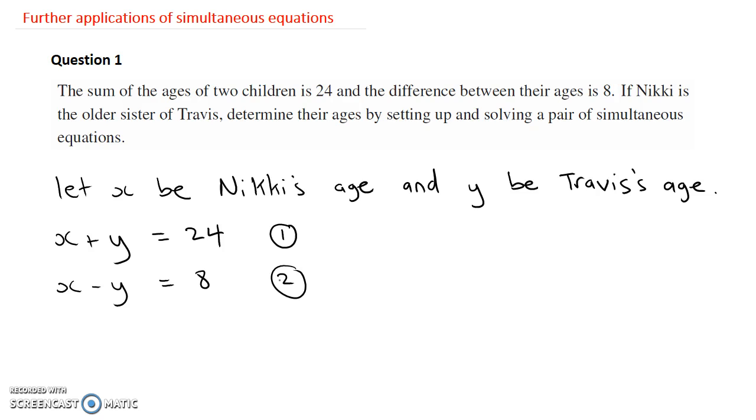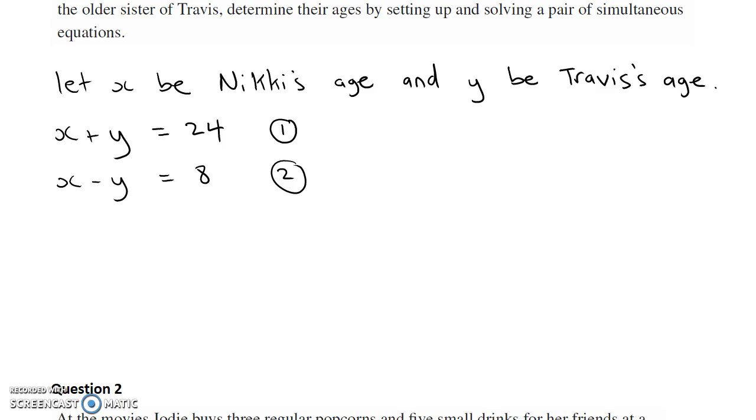We can either solve them by substitution or elimination, but given these particular equations, it might be easiest just to use elimination. So if we add equation 1 and 2 together, x plus x will give us 2x, y plus minus y will cancel out the y's. We'll get 2x equals 32. Divide both sides by 2, we get x equals 16. So we know Nikki is 16 years old.